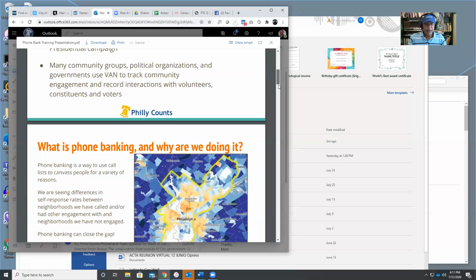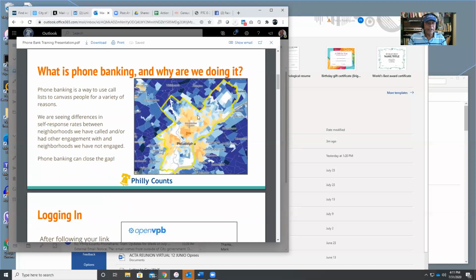All right. So, what is phone banking and why are we doing it? Phone banking is when you have a list of people and you make phone calls. You can also send text messages, and you can do email blasts to people you have in the database. You need two things basically: a list of people with phone numbers or emails, and volunteers who can help you do that.